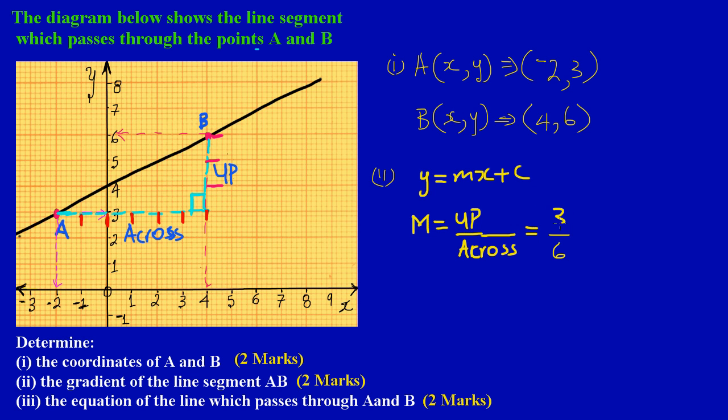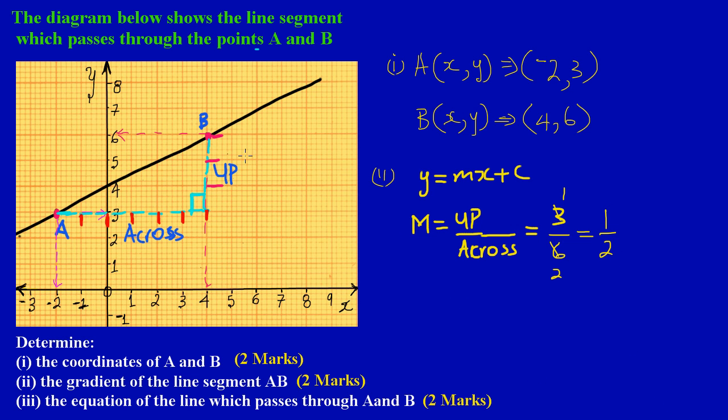So I have a 3 in my numerator. All we're going to be doing now is simply canceling out. We know that 3 over 6, 3 can go into itself once, and 3 into 6 goes 2 times. So my gradient is equal to 1 over 2, and that's it.